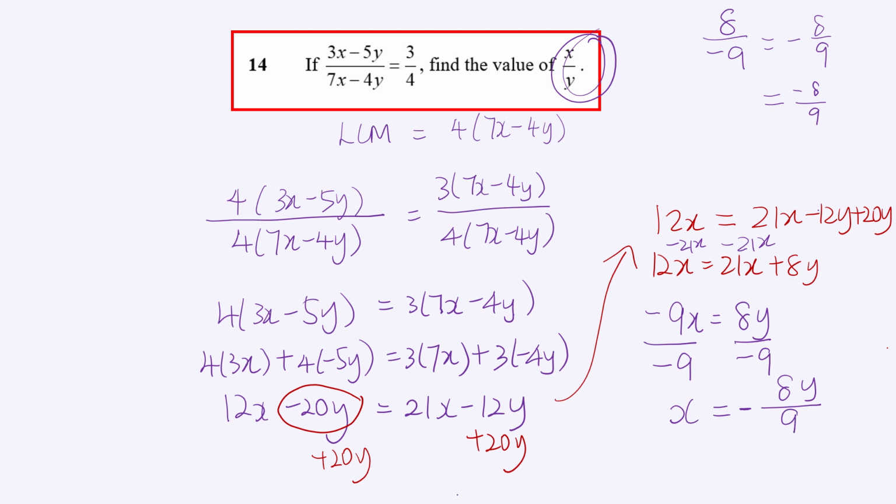All right, and then I'm just going to divide by y on both sides because I want x over y on the left hand side. So I need to divide by y, so that this and this is gone. And finally, I have x over y on the left hand side. Gives you negative 8 over 9. Okay, so this is how we solve the last question, and that's it.